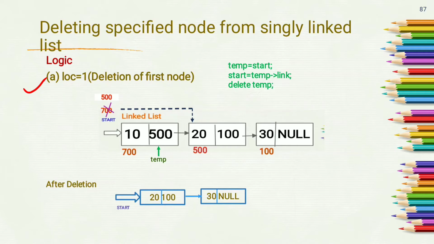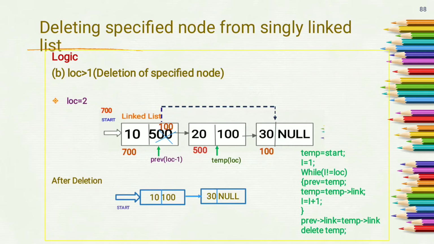What do we have to do? First we have to point a temporary node to the first node of the linked list. That means we store the address of the first node into temp by writing temp equals to start. Now we have to change the address value of start into the address of the second node, which is stored in the link part of temp. So we write start equals to temp link. By doing this, start will now point to the node having address 500. Then we delete this node by writing delete temp. So after deletion we will get a singly linked list having 2 nodes with values 20 and 30.